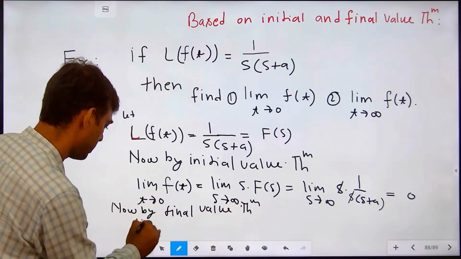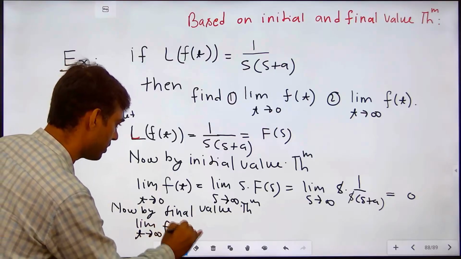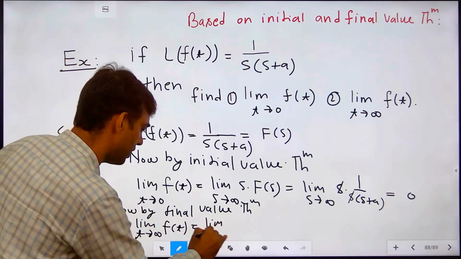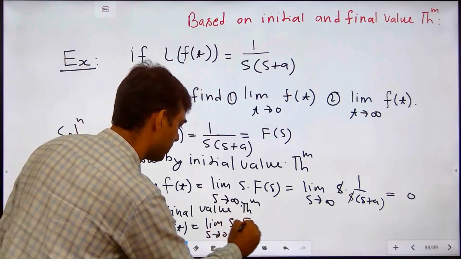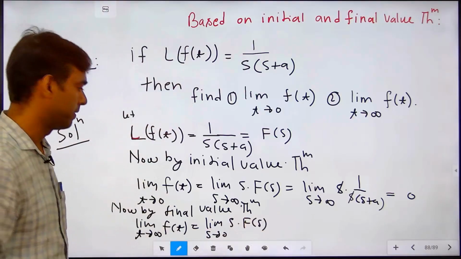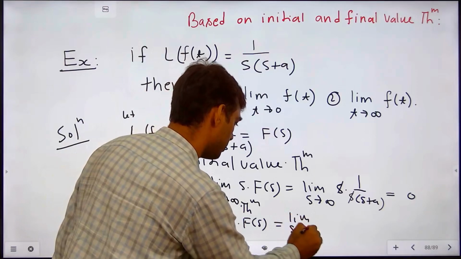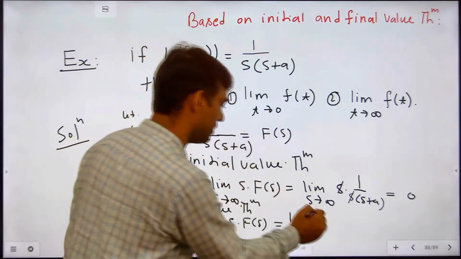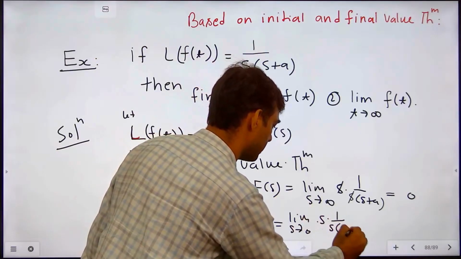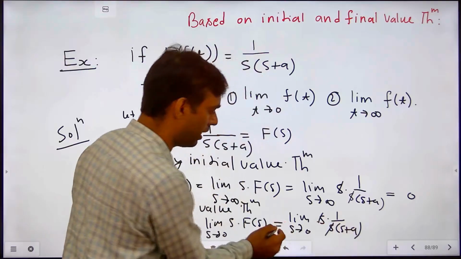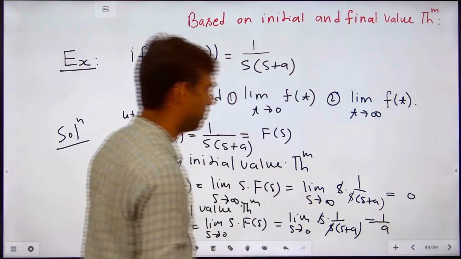Now, by the final value theorem, the limit as t tends to infinity of f(t) equals what? It equals the limit as s tends to 0 of s into F(s). What is the value of F(s)? F(s) is 1 upon s into s plus a, s cancels out, and the limit as s tends to 0 gives the value 1 upon a.